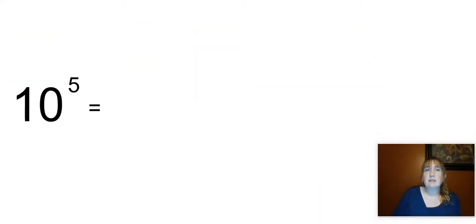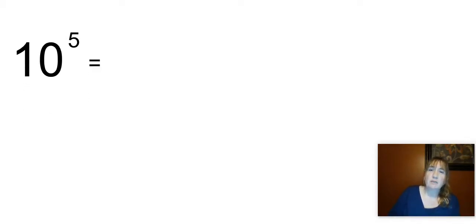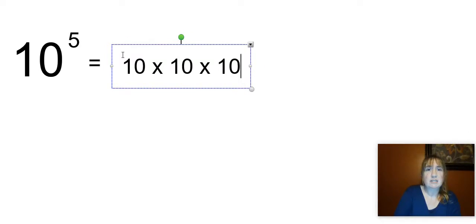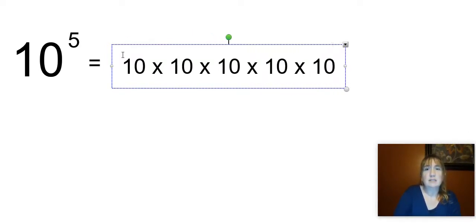So let's look at that with a power of 10. I know we're not using pictures anymore, but if you think about it, it's the same idea. The exponent is telling us how many of the base that we need. So in this particular situation, we need 5 tens multiplied together. So I would need 10 times 10 times 10 times 10 times 10. 5 tens multiplied together: 1, 2, 3, 4, and 5.